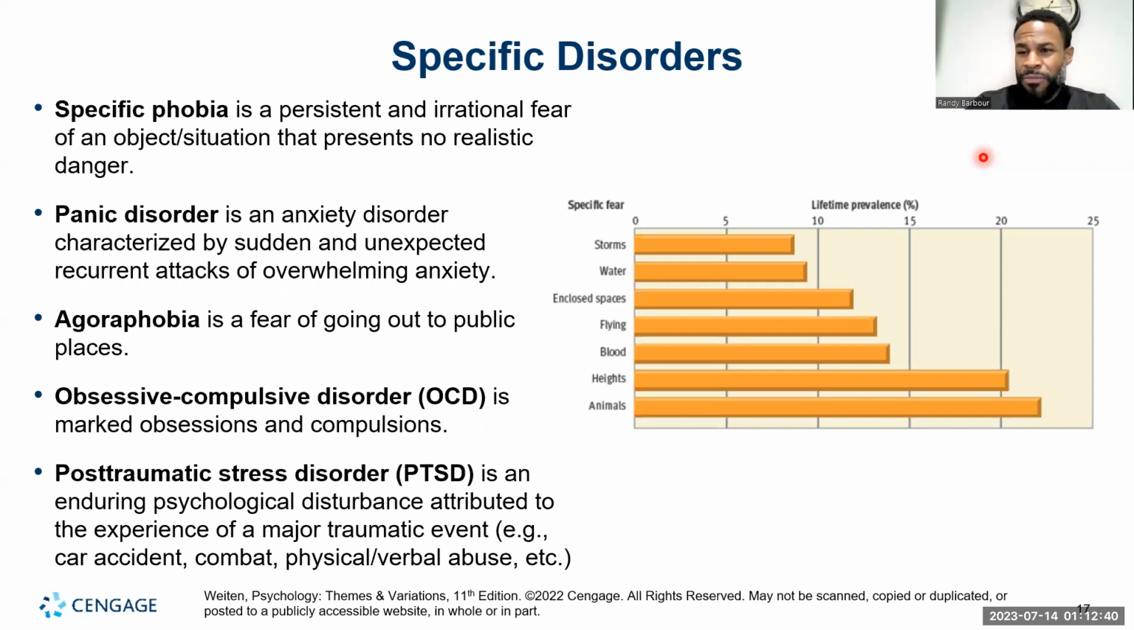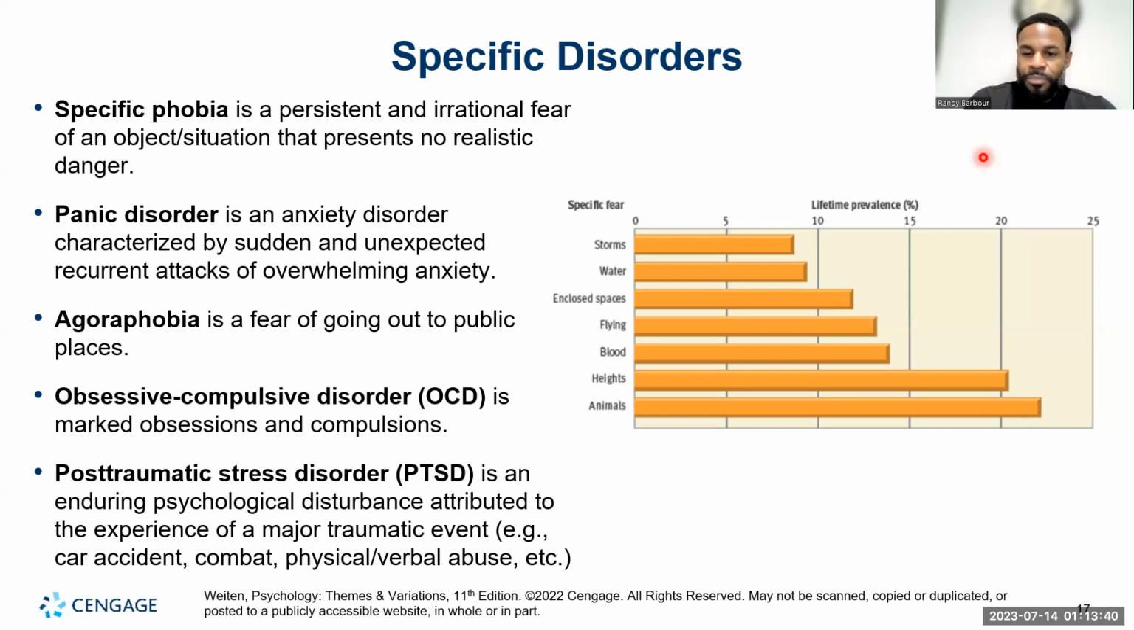Other anxiety disorders include phobias. We talk about phobias when we talk about classical conditioning, where you make an association with a particular event, circumstance, or object. A specific phobia is a persistent and irrational fear of an object or a situation, and often that object or situation presents no realistic danger whatsoever. So if someone is afraid of heights and they don't want to fly because of their fear of heights, it's not really any more dangerous than driving in a car. It's almost less dangerous than driving in a car. Or someone afraid of germs, or someone afraid of closed spaces. Realistically, there's no danger in being in a tight space, but many people are afraid of those things.